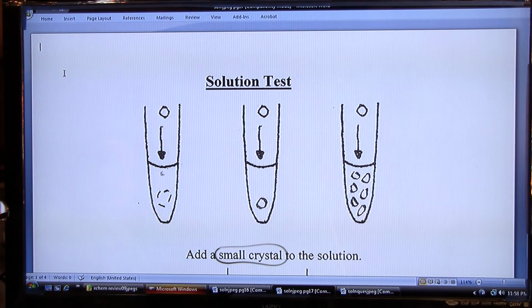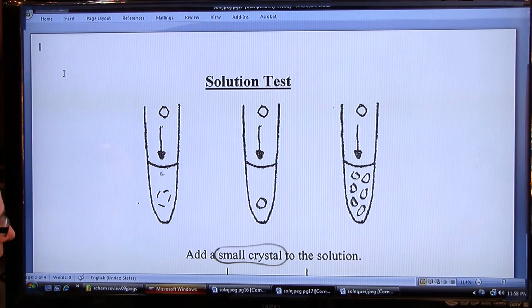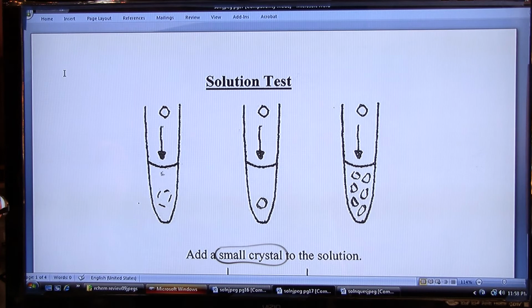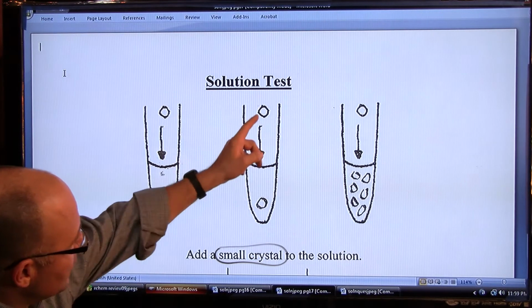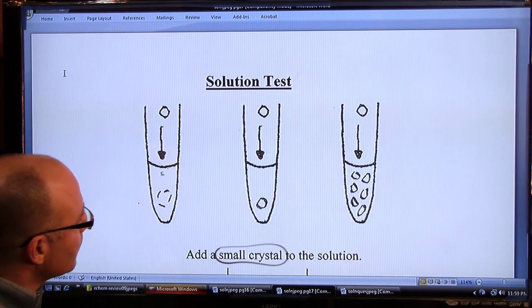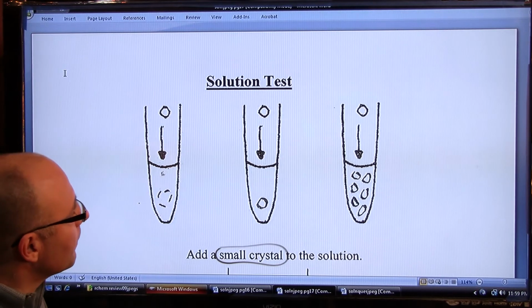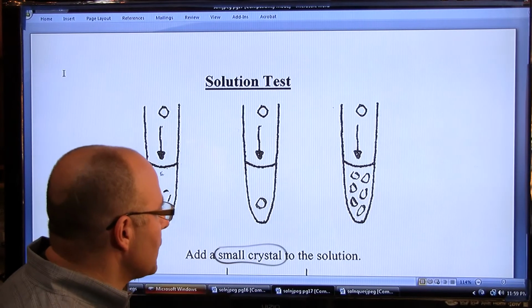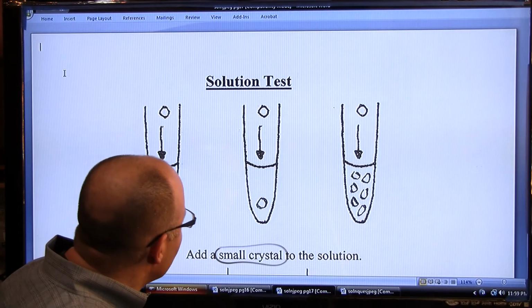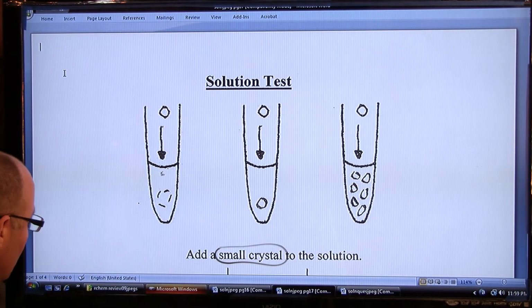Now, if that crystal dissolves, then you know that before this crystal dissolved, there was more room for it, if you will. In other words, the solution was yet to be saturated, or it was unsaturated. On the other hand, if that small crystal doesn't dissolve, then you conclude that the solution you had was saturated. And if that small crystal causes other crystals to come out of solution, more than what you started with, then that solution must have been supersaturated to begin with. All right, so there you have your three types of solutions.